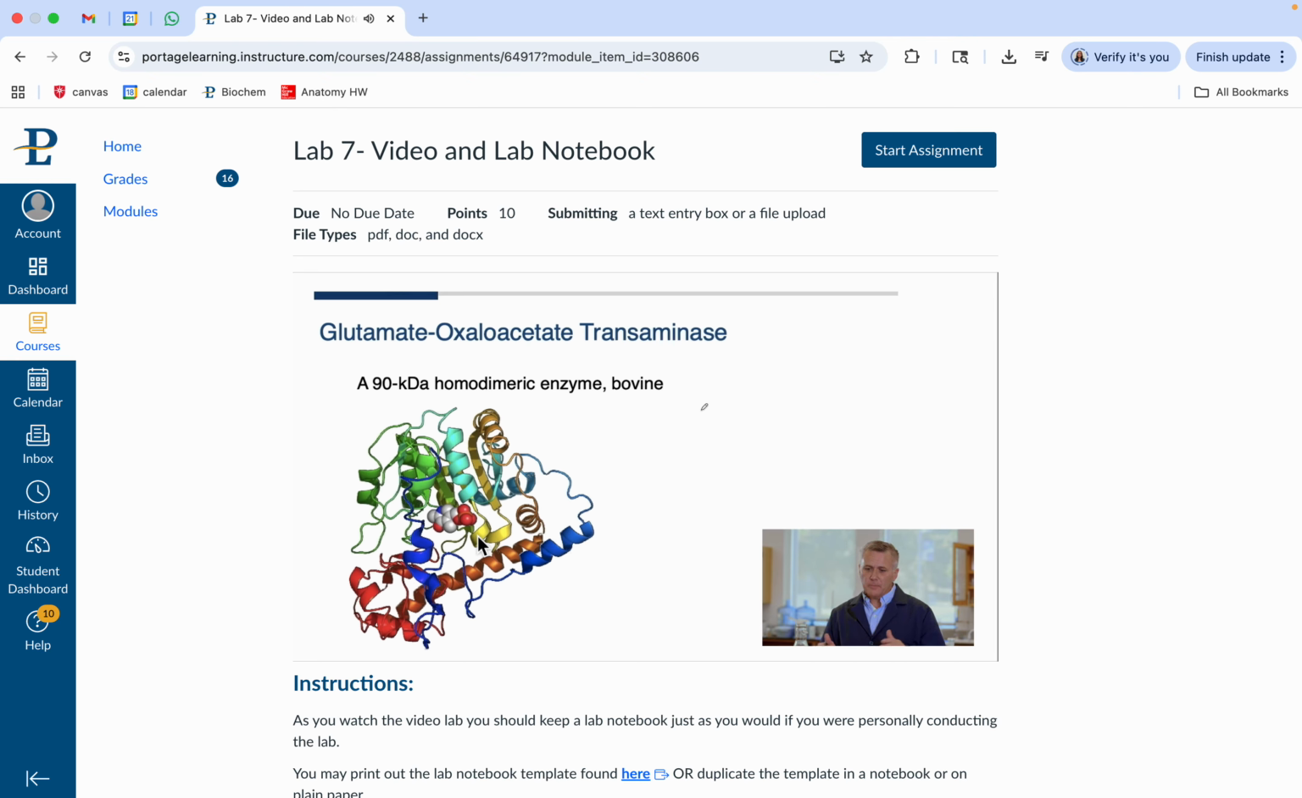We're going to get our GOT from pig heart. However, the image that is best available for GOT is from bovine, a very similar protein. We think it folds in the same way. But again, it's a 90 kilodalton homodimeric protein. So that means each monomer is 45 kilodaltons. They're identical. And so ultimately, we're going to be looking in the end on SDS page: do we see this 45 kilodalton protein? All right, so this is the overall fold of it, and you can see some of the alpha helices, some turns and some beta sheets that we talked about in the course previously.